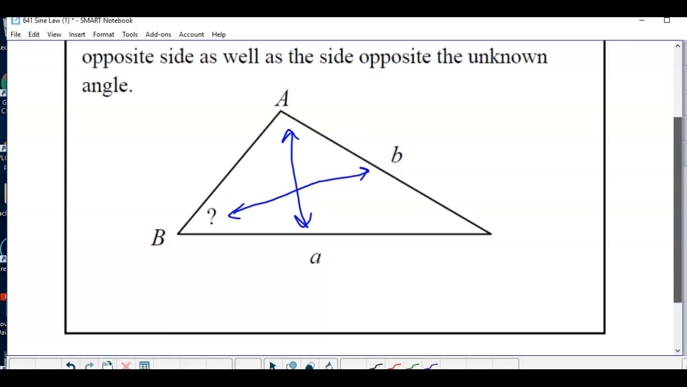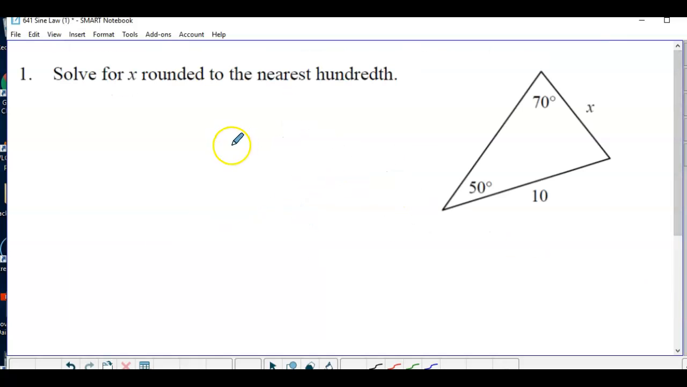So let's practice. Solve for x rounded to the nearest hundredth. So I do my little cross here, and we're good for the sine law because I know a complete pair here and one of the others, and I'm looking for x. I'm not going to use A's, B's, C's, and D's. I'm looking for a side, so that's x, and the angle opposite it is 50.